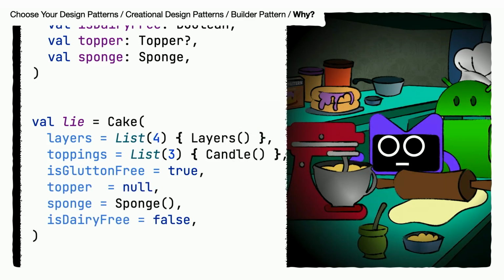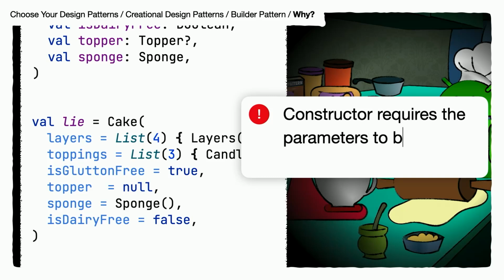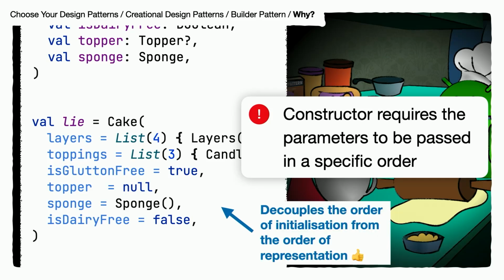And we can also reorder these. As long as they are labeled, we can reorder them any way we want. It doesn't matter which order you pass them in. Which solved the second problem we had, which was constructor arguments needing to be passed in a single order. So this effectively also decouples the order of initialization from its internal representation.